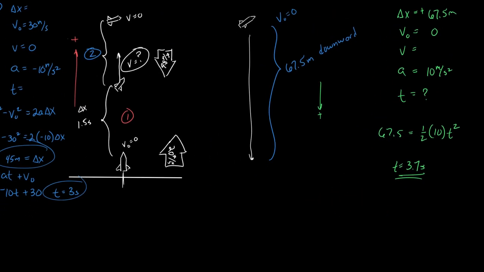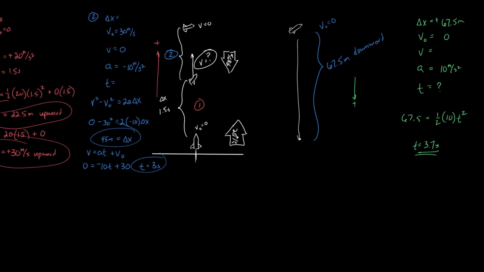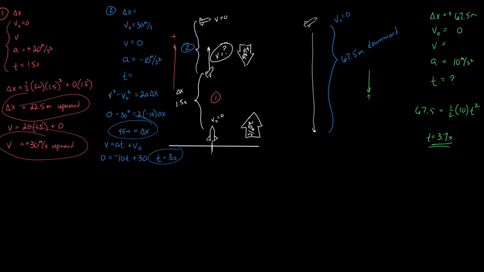So you needed the total time of flight. So the total time of flight is 1.5 seconds plus 3 seconds plus 3.7 seconds. That's total time of flight. Maximum height attained by the rocket, 67.5 meters. I think that's the whole problem. I think those are the things you needed. This is a perfectly acceptable test question.